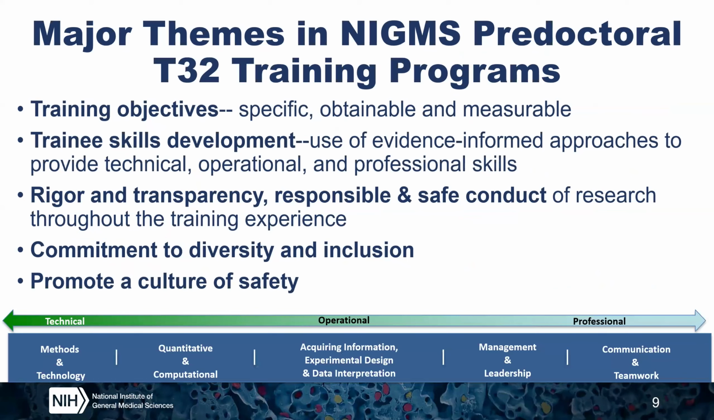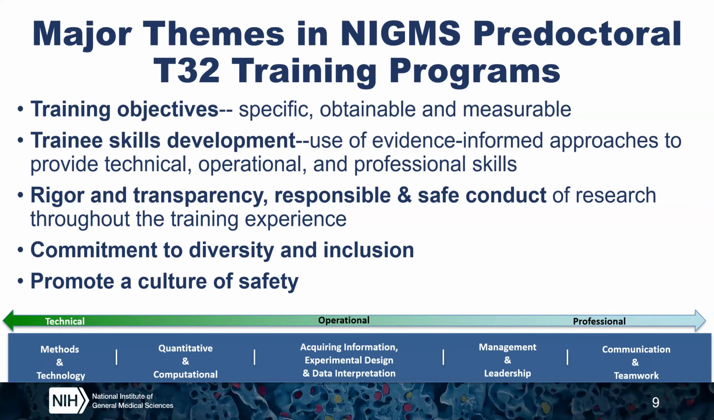The various NIGMS T32 predoctoral training programs have the following themes in common. They call for specific, obtainable, and measurable training objectives. They call for the use of evidence-informed approaches to provide technical, operational, and professional skills. Rigor and transparency and the responsible and safe conduct of research are to be provided to the trainees throughout the training experience. They call for a strong commitment to diversity and inclusion, as well as the ability to promote a culture of safety.